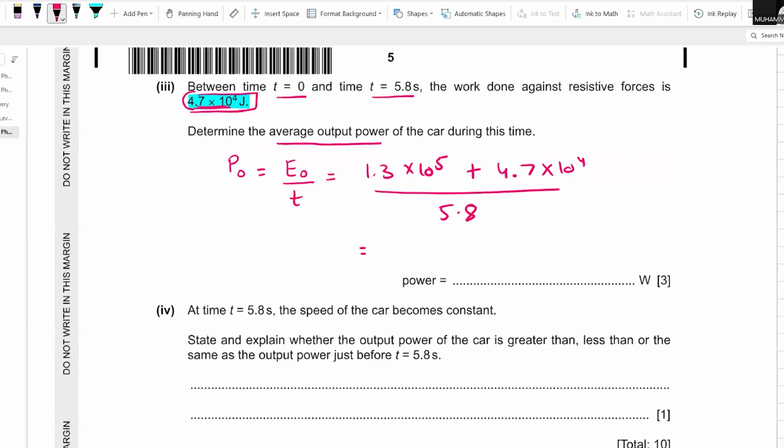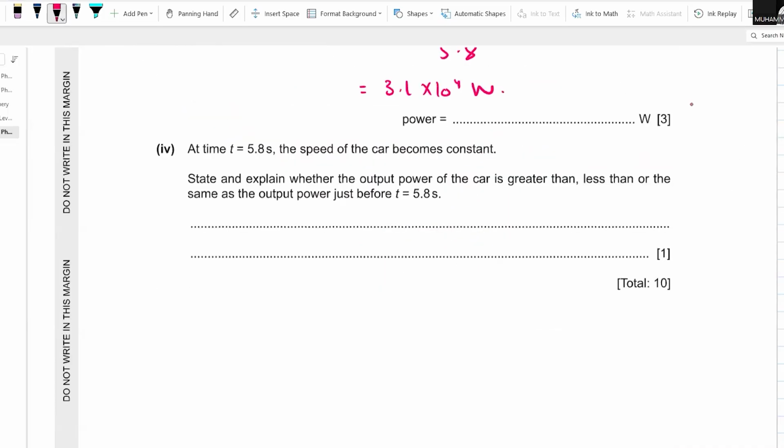What does your output power come out to be? Calculate the output power using a calculator. This comes out to be 3.1 into 10 raised to the power of 4 volts. Simple. At time t equals 5.8 seconds, the speed of the car becomes constant.